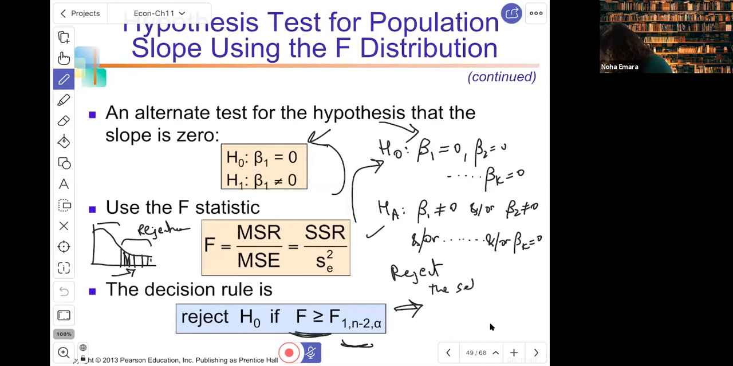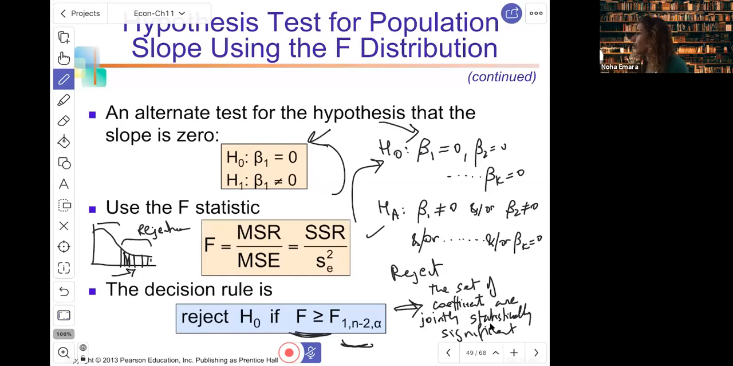the set of coefficients are, I hope that you can read my handwriting, jointly statistically significant. So this is what you want to find out, whether the group of coefficients I have are jointly statistically significant or not. You're actually hoping that you reject the null hypothesis, because the null hypothesis is telling me they are not jointly statistically significant. But the alternative is telling me that, yes, their mix is statistically significant.